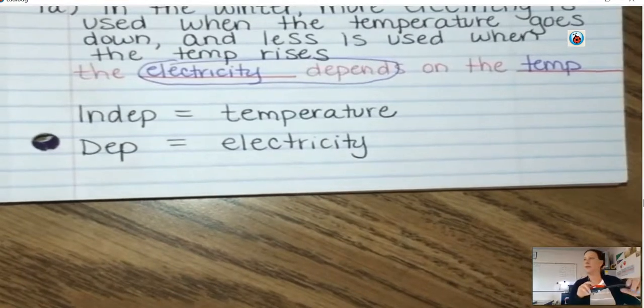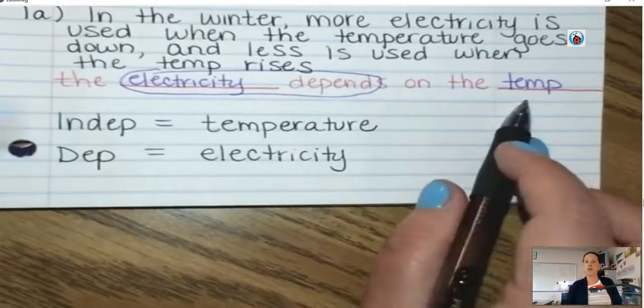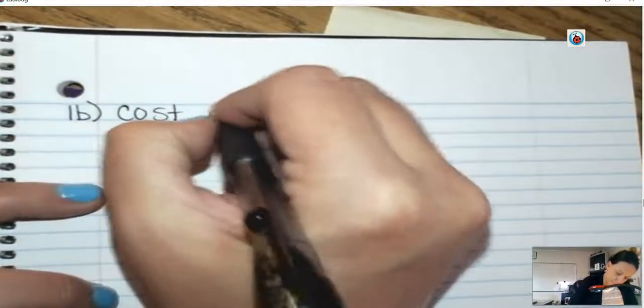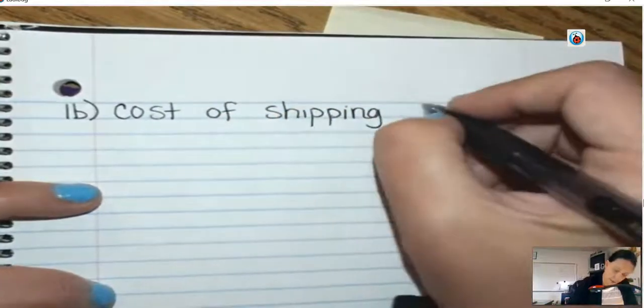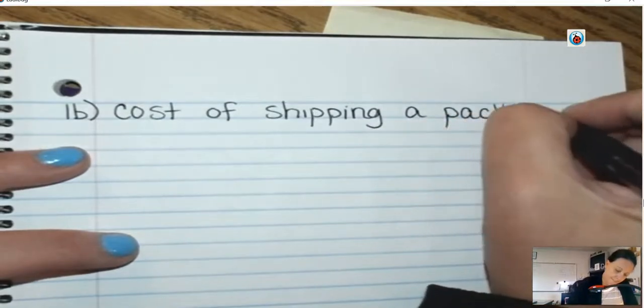Okay, let's try another one like that. You're going to get a word problem. Write down this sentence to help you: the blank depends on the blank. And then that'll help you determine what's independent and dependent. Okay, 1B. The cost of shipping a package is based on its weight.